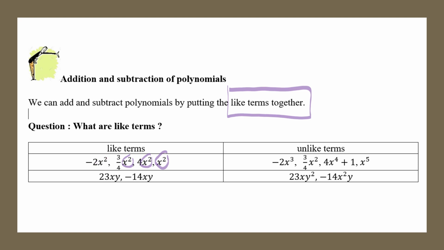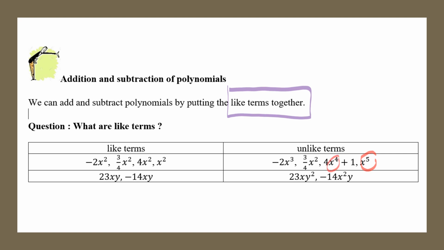For example, the coefficient of x squared in the first one is -2. The coefficients of the others are 3/4, 4, and 1. You can have different coefficients, but the term must be x squared, and those are considered like terms. If you look at the second example, you have xy and xy. You must have xy and xy, and you can have different coefficients, so they're considered like terms. So what are unlike terms? I also have some examples here. If you look at it, you see the power is different. This is x to the power of 5, and this is x to the power of 4.